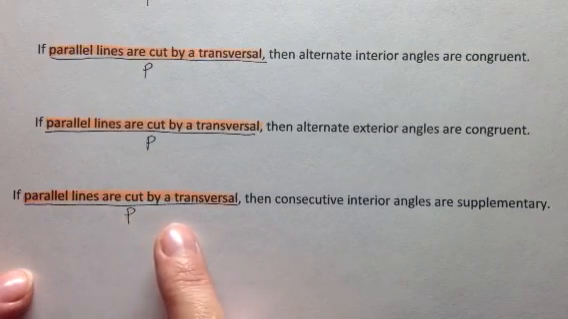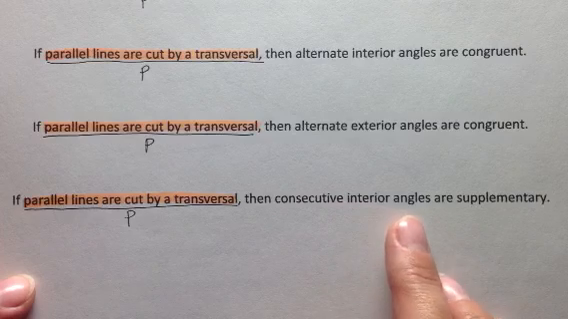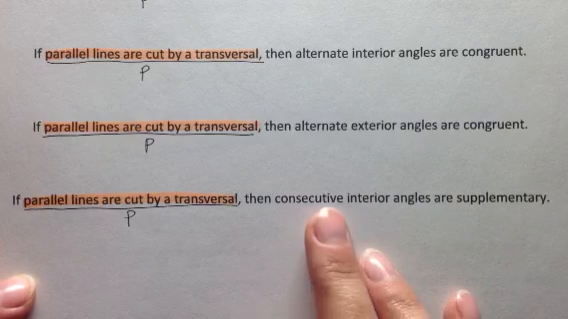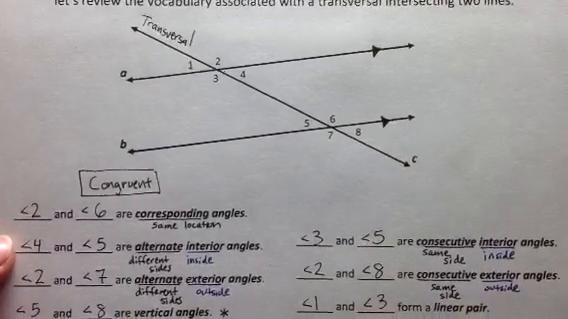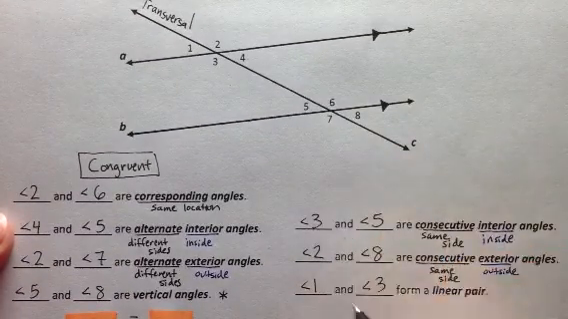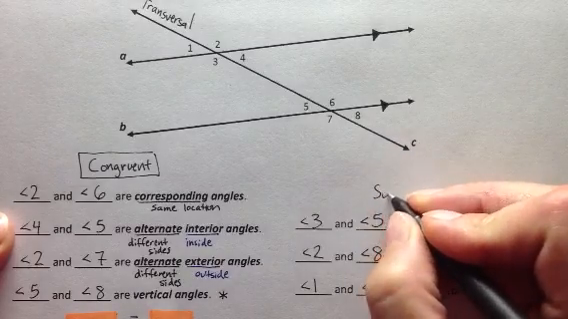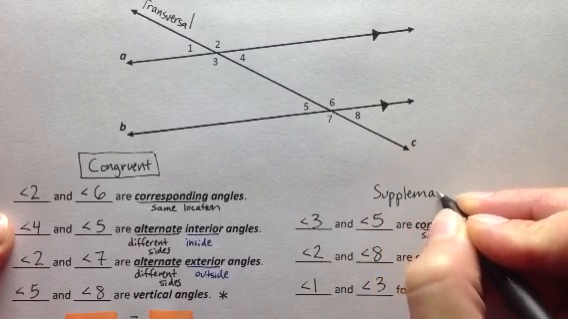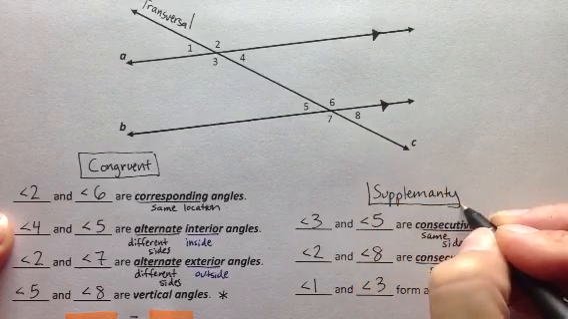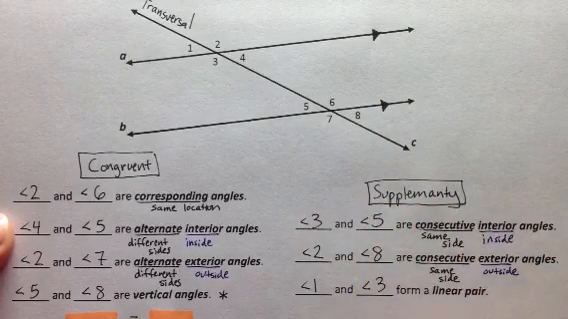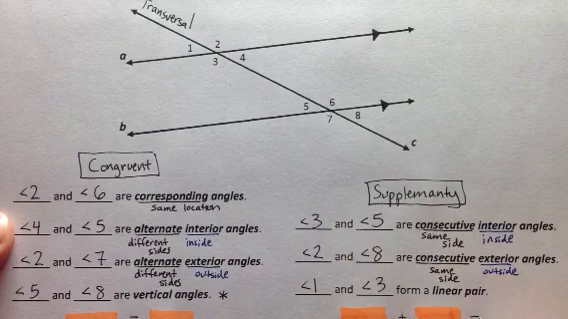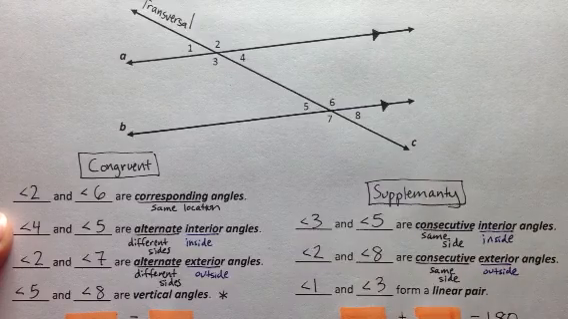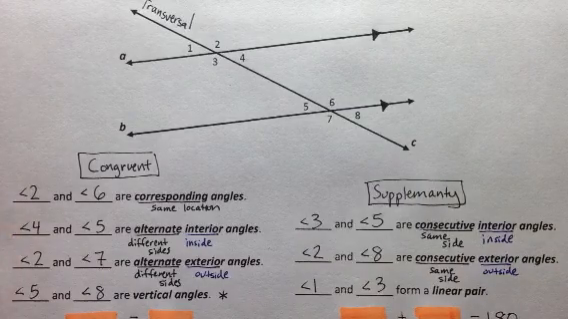If parallel lines are cut by transversal, then consecutive interior angles are supplementary. That's also true for consecutive exterior angles, and then of course we know it's true for linear pairs. We learned that back in Unit 1. So this list includes all types of angles that would be supplementary. Now remember, the definition of supplementary means that when I take the two angles, when I find their sum, when I add them together, they will equal 180. So that's how I'd be setting it up if I was looking for an equation to solve.